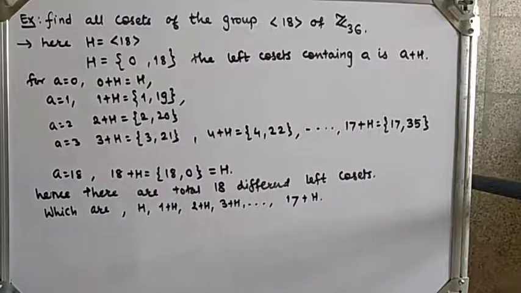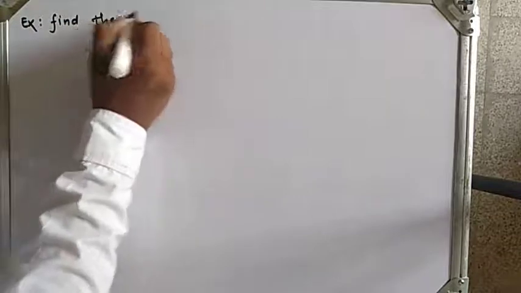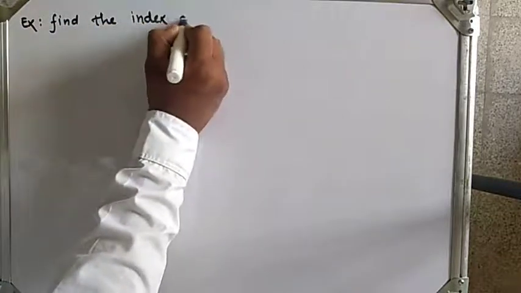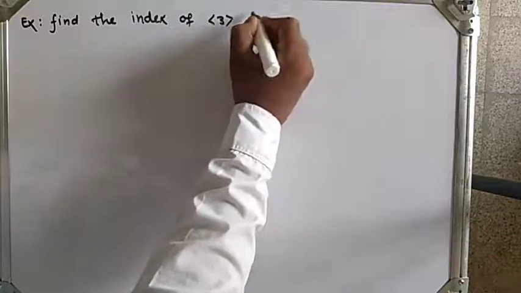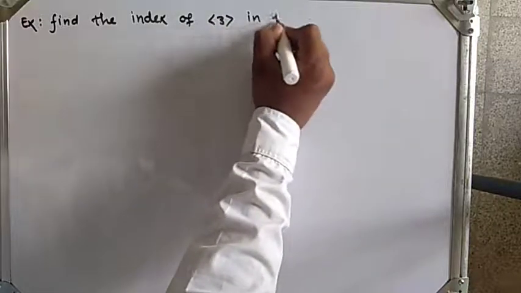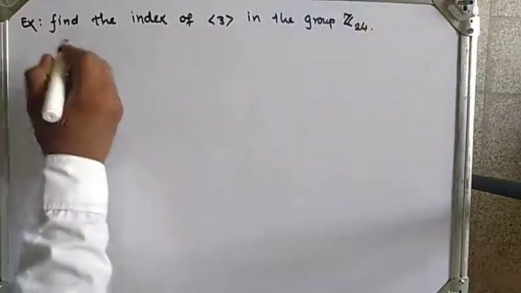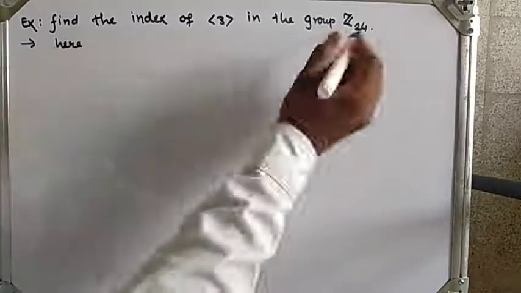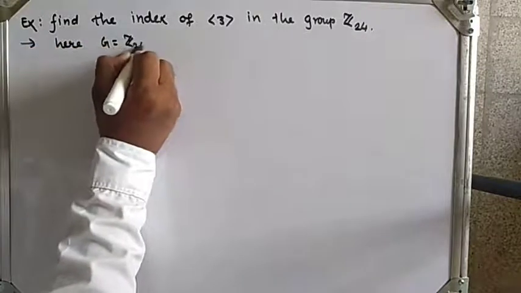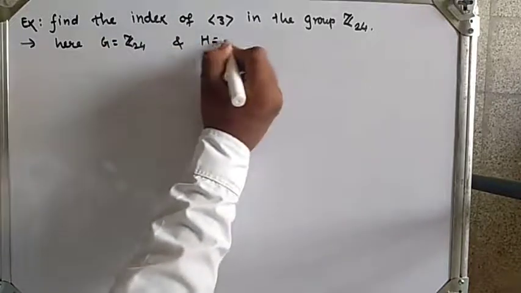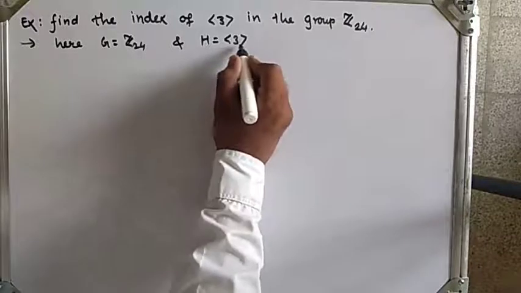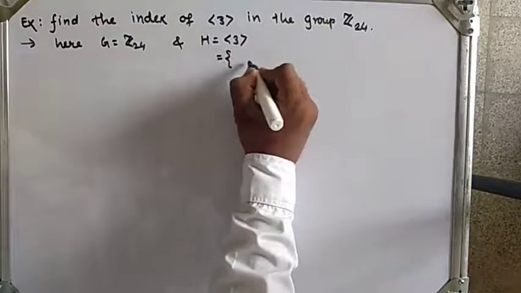Now let's see the examples to find the index of H in G. Find the index of the subgroup generated by 3 in the group Z24. So here G is Z24 and H is generated by 3. I will generate H by 3: adding 3 one time, we get 3.